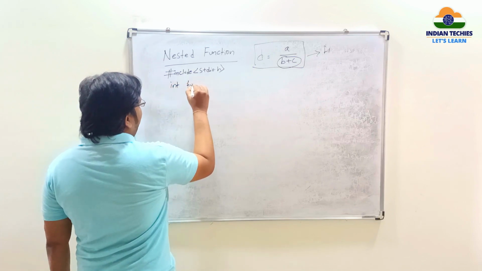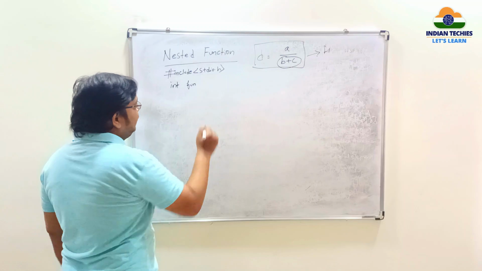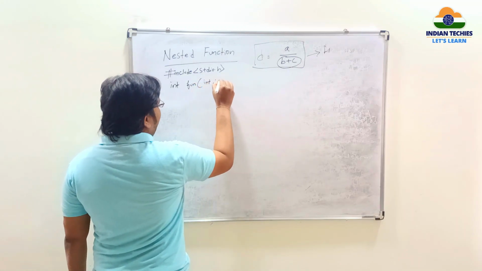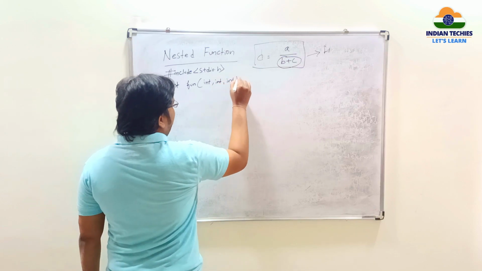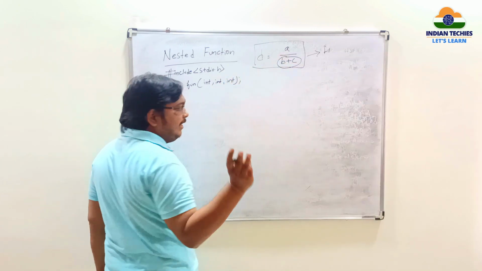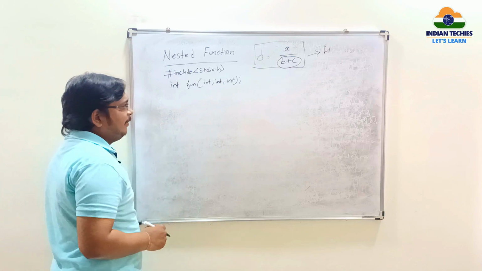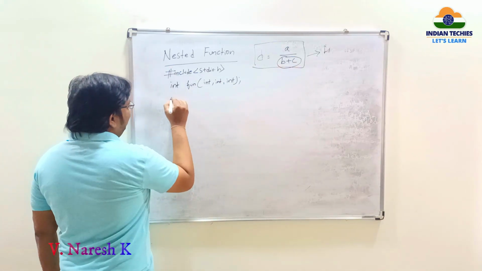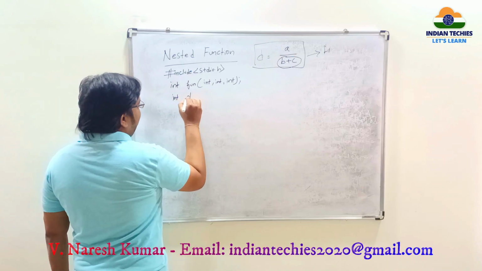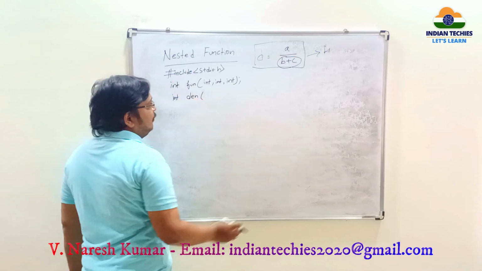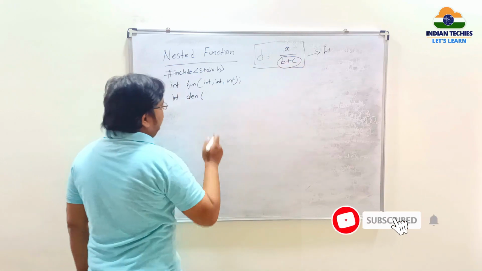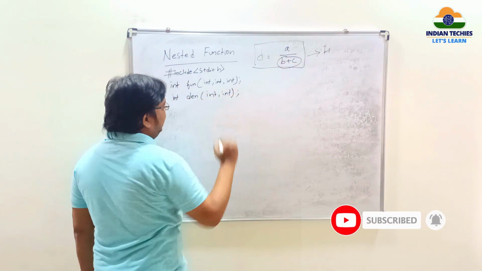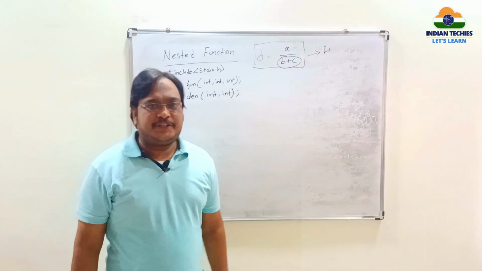So the function name I am giving as fun. For this function, I want to send 3 integer variables, because to get the result I need A, B, C, so I declared 3 integer variables. Next, for the denominator calculation, I am taking one more variable, int den. To calculate this, you need only two values, B plus C. So int comma int. This is another function. Now my function declaration is completed.